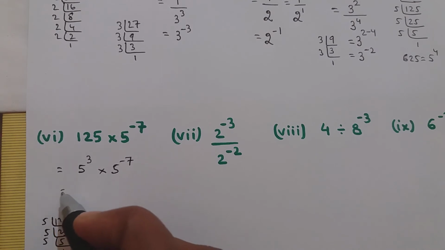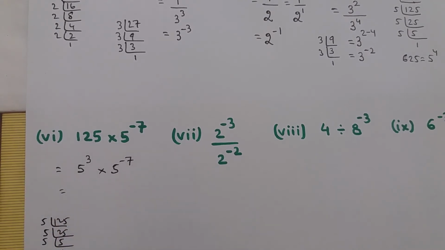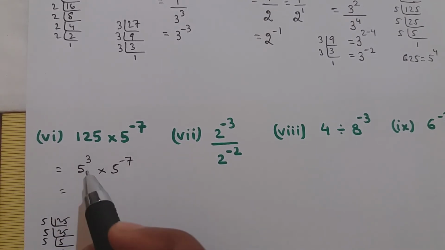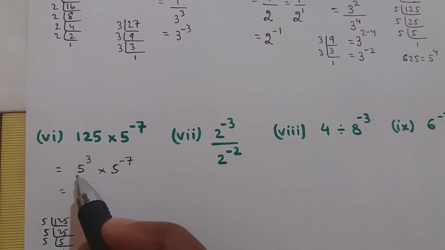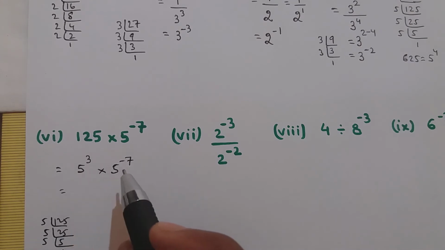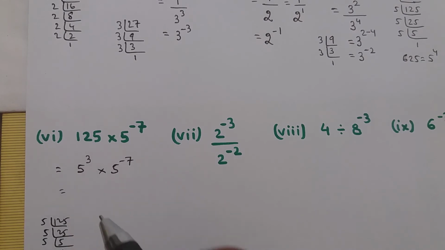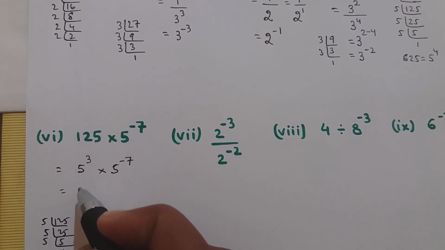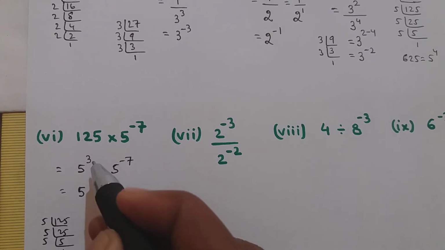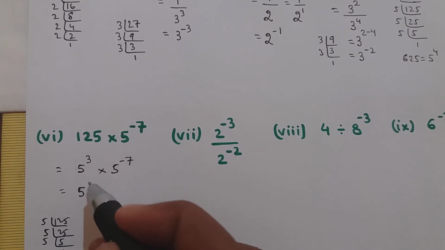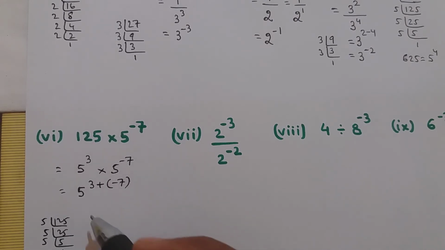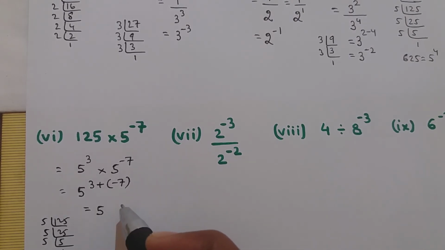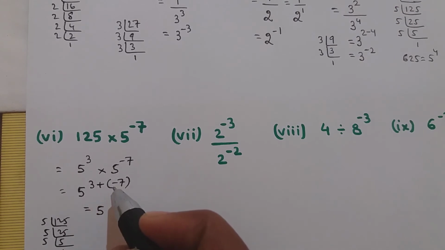Now 5 raised to the power 3 into 5 raised to the power minus 7. So here I have two expressions in power form which are getting multiplied to each other, and the bases of both the expressions are same. Both the expressions have the same base 5. So the answer will also have the same base 5, and the power will be the addition of these two powers. So it will be 3 plus minus 7. So that will be 5 raised to the power of 3 minus 7.